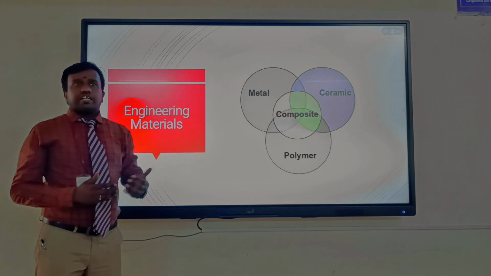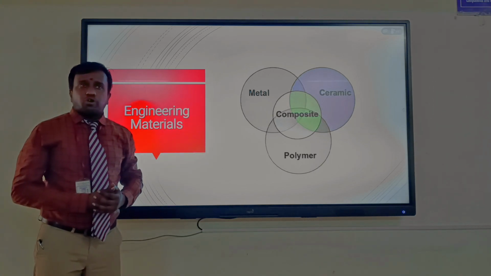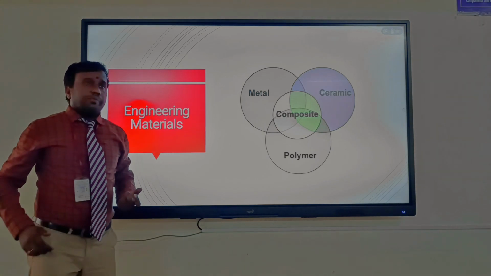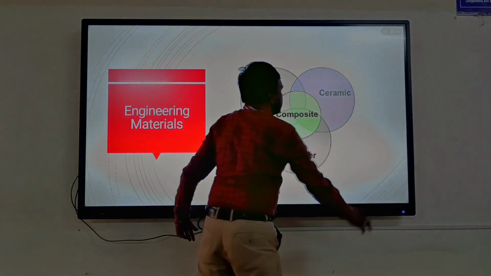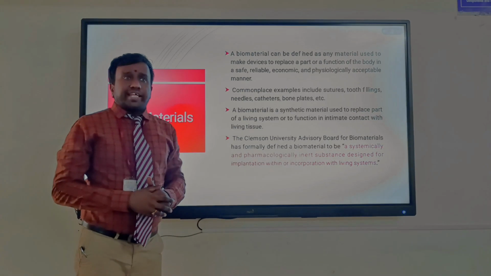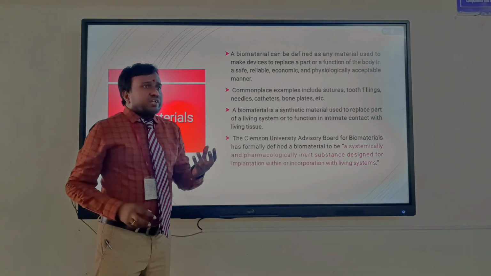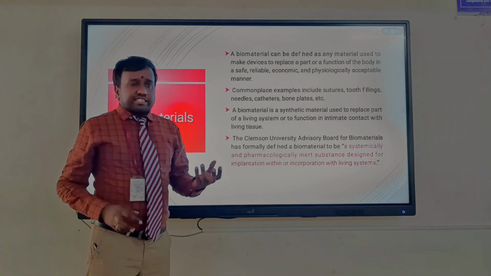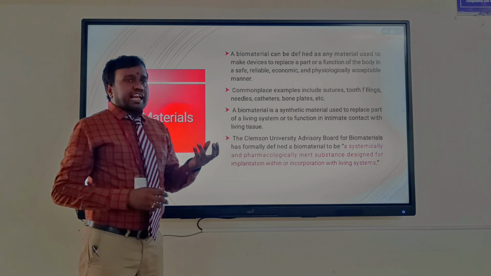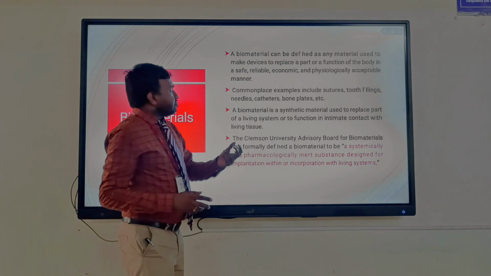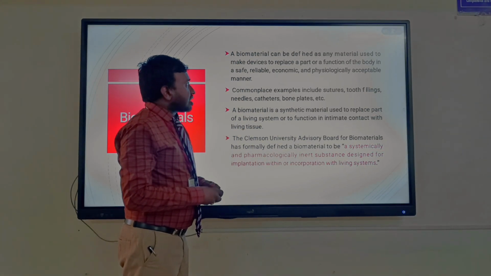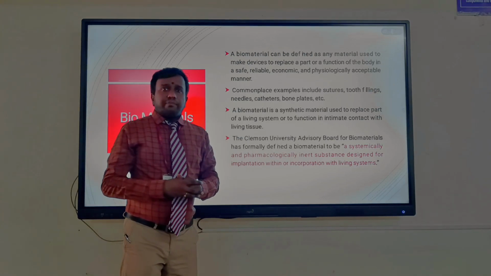Now, on further discussion, we will discuss what is meant by biomaterial, its definition, and the different classifications of biomaterial. Basically, what is the definition of a biomaterial? A biomaterial is a material used to develop biotech devices which are placed in the human body. This is the classic definition. A biomaterial can be defined as any material used to make a device to replace a part of the function of the body. The best example is our body implants.